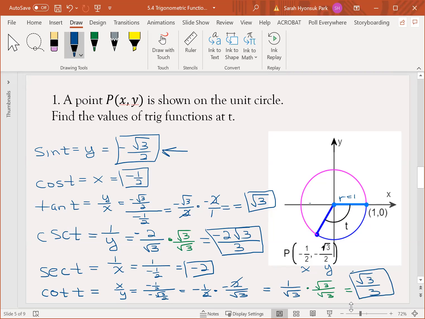Right, these should be much easier than the problem we did in 5.3, because in 5.3 the radius was actually something different, but with unit circles, the radius is 1. And so it's really easy to find the 6 trig functions.